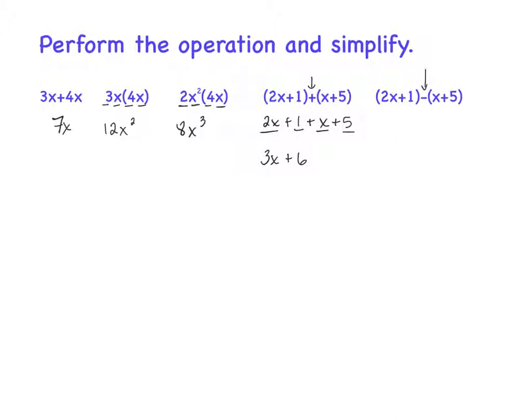On the next one, however, we have a minus. So we're subtracting this whole second set of parentheses, which means we need to distribute that negative into the second set of parentheses. So we're going to go minus x and minus 5. So this would be 2x plus 1 minus x minus 5. A lot of people tend to think a negative out in front of parentheses makes everything negative. What it really does is makes it the opposite of what it was. So if it was positive, it's now negative. If it was negative, it's now positive.